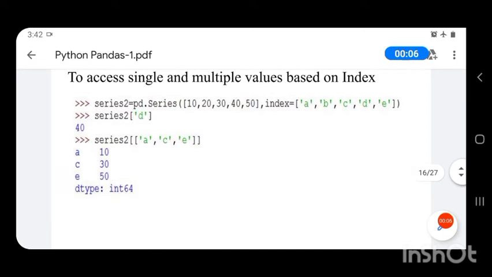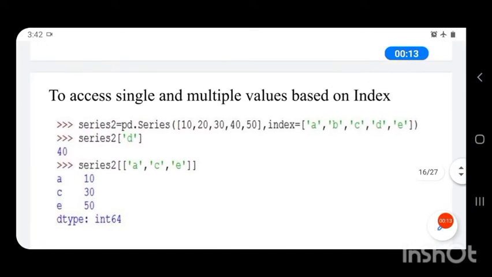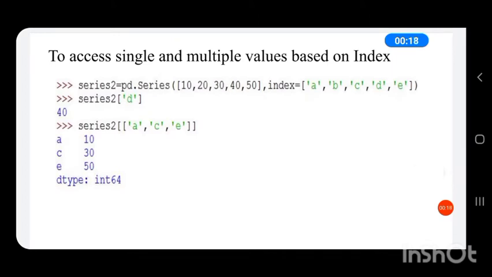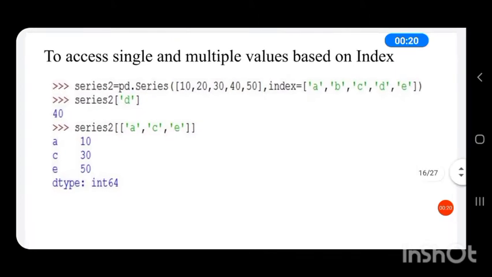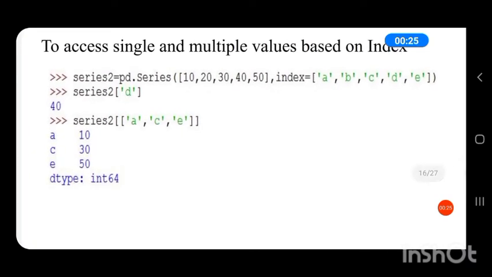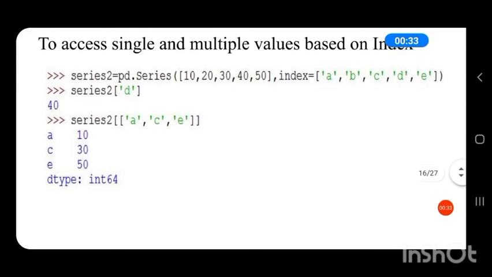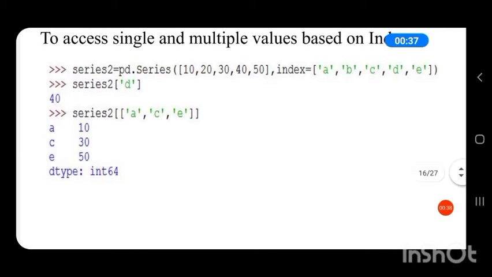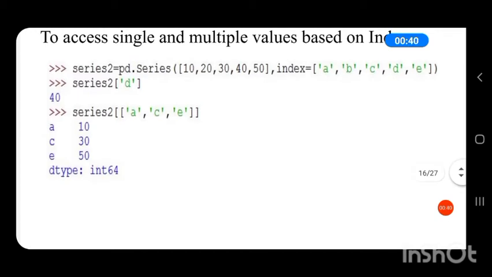Dear children, we have learned to create series. Now let us see how to access the values in series. For that we have a series, series 2. It is the variable for storing the created series. So series 2 is equal to pd.Series, in that the data is a list 10, 20, 30, 40 and 50. Then its corresponding index is equal to a, b, c, d, e.